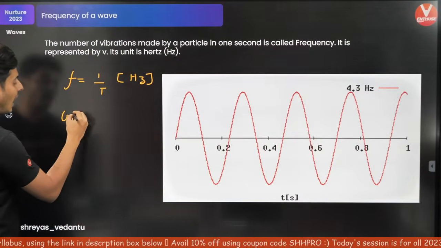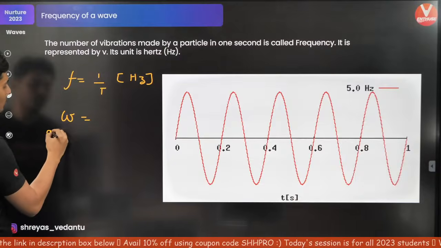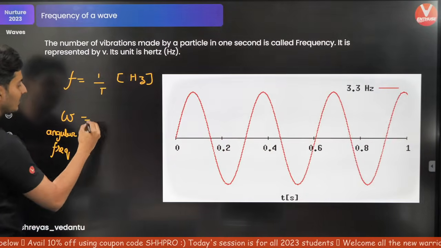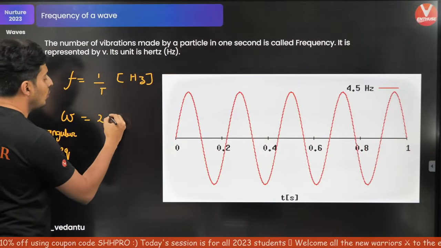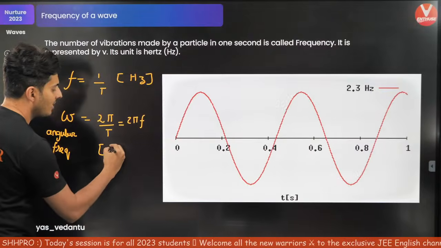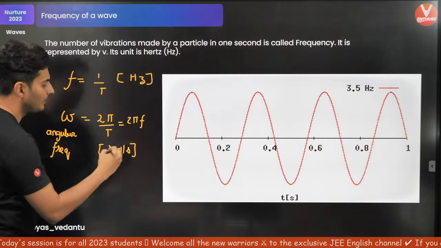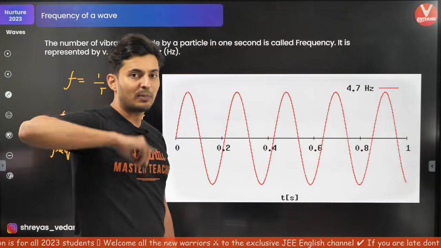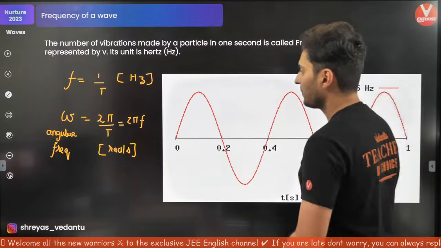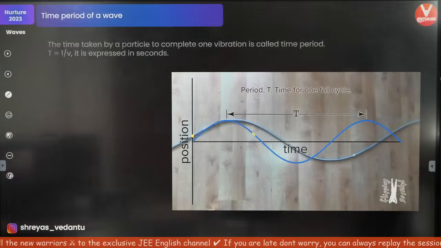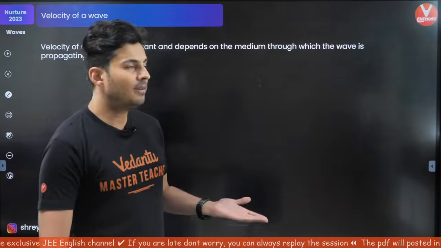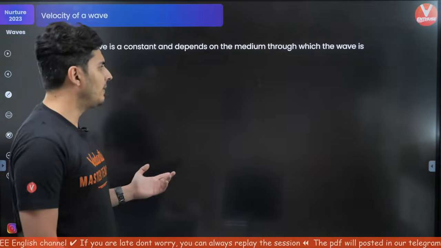You can also write angular frequency. Remember, I have spoken about angular frequency in SHM. So angular frequency of the wave will be nothing but 2 pi by T, which is also 2 pi f. And the unit of omega is radian per second. So how many radians does it cover per second? That's the angular frequency of that wave. As simple as that. These are things which you should know. Next, velocity of a wave. Speed of a wave is different from the actual particle velocity.